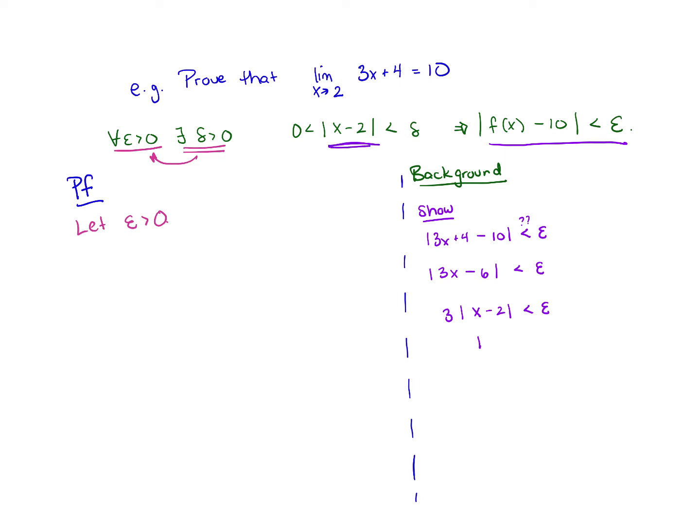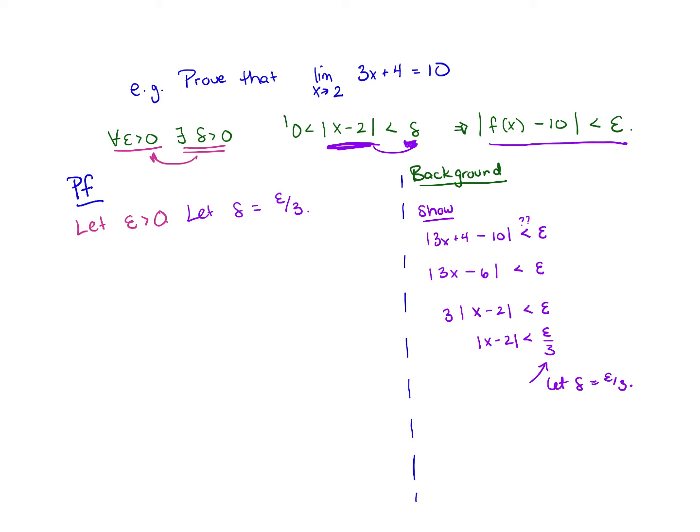And now we notice we can get this x minus 2 to be smaller than whatever we want. So I can say that as long as that x minus 2 was less than epsilon over 3, then I should be in good shape. So I can just let this be my delta. So let's see what happens when we do that. Let delta equal epsilon over 3.